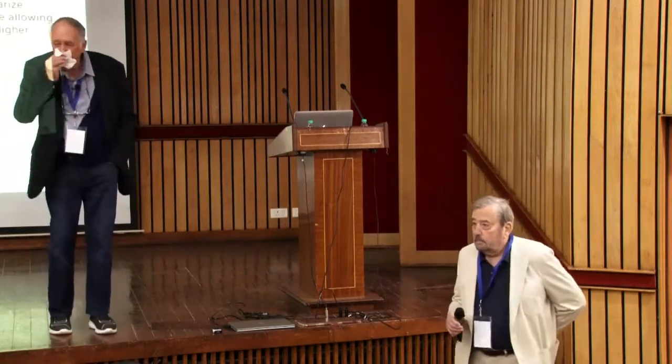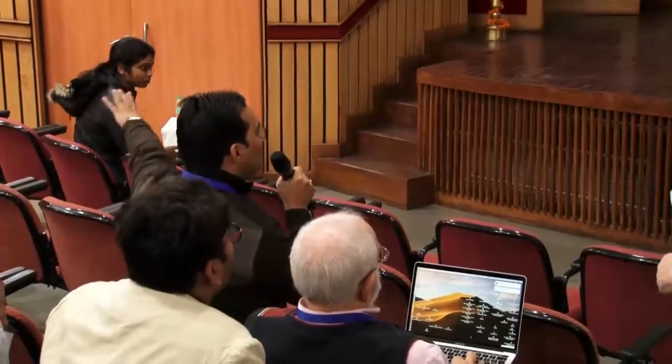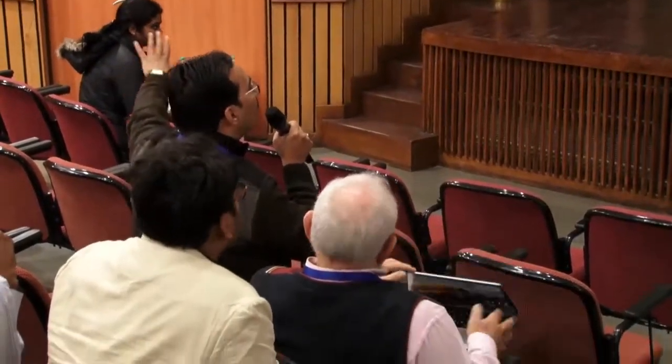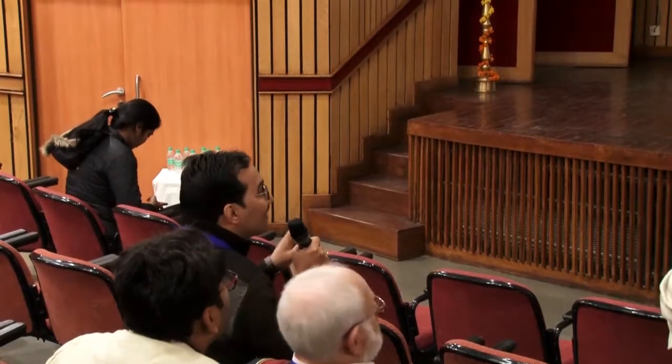If there are no other, one more question. So if you look at the mu I curve, the instability, the Hadamard instability that you're talking about is important only... Can you repeat, Jim, for me? I'm cutting out. Is the instability that you're concerned with only important near the yield stress?